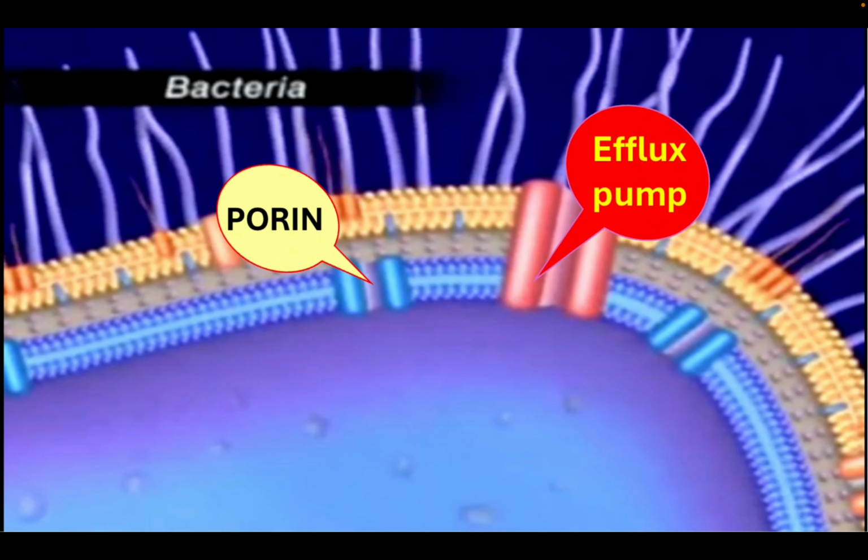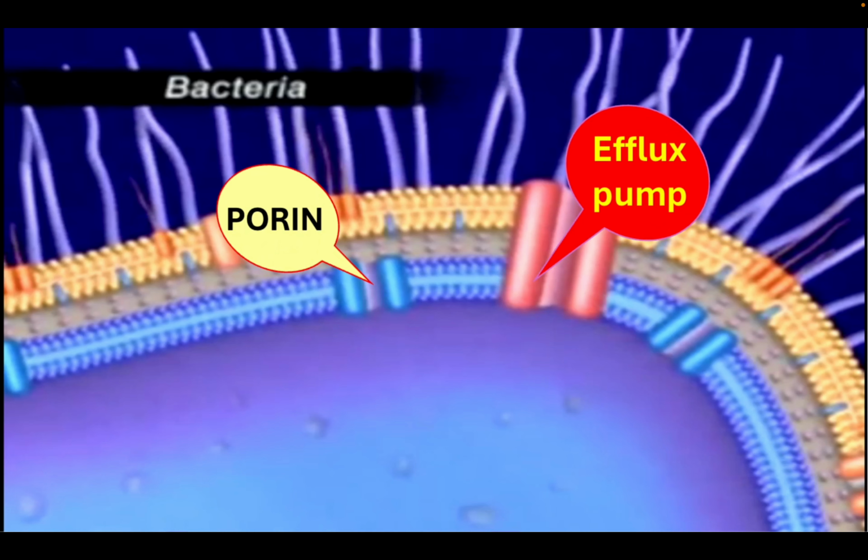Okay, so the efflux pump class is a protein channel that actively exports antimicrobials and, of course, other compounds out of the cell. So this is a bacterial cell.